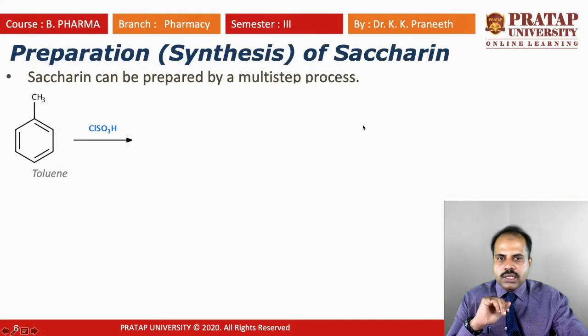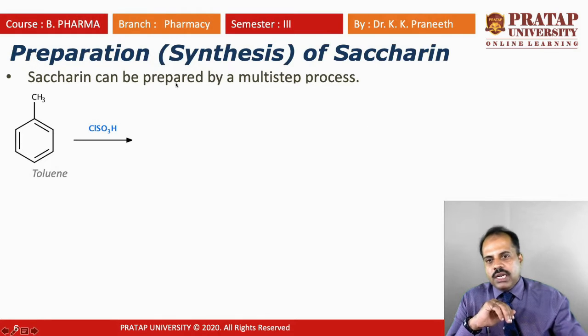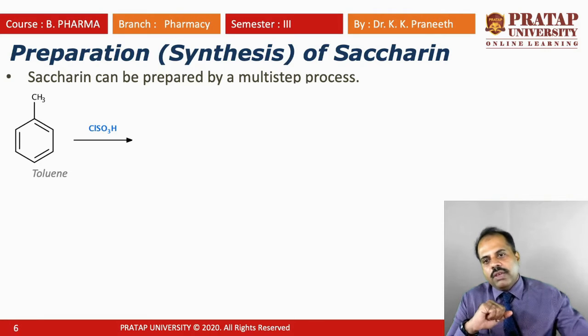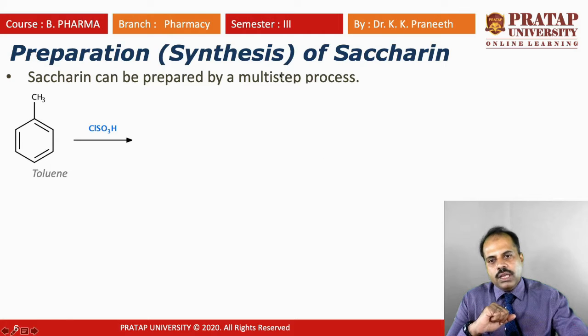So now let's see the synthesis, how to prepare saccharine. This is a multi-step process. To prepare saccharine is not one step, it is a multi-step process. So here I have given the chemical steps involved to make saccharine. You start with methyl benzene, which is also called toluene.